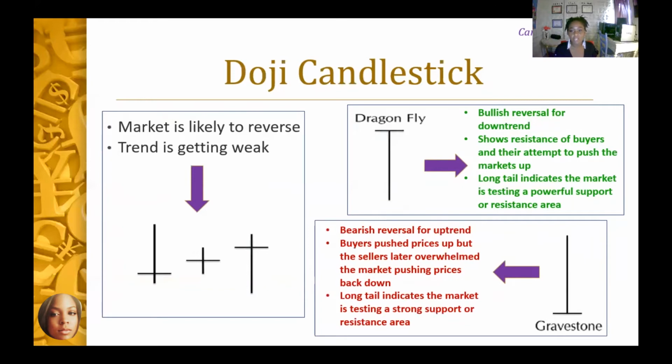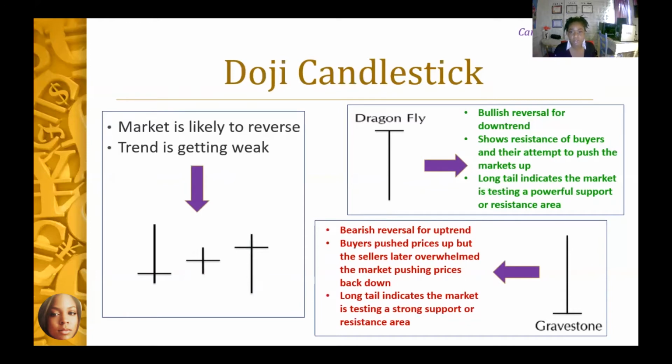All right, the dragonfly doji is a bullish reversal. Again, remember we talked about those long tails and what those long tails are telling us? The dragonfly doji, long tail at the bottom, is a bullish. It's telling us that the buyers are attempting to push the market up. All right, price came down and the buyers pushed it all the way back up. So that's giving us a really powerful indication that the buyers are in control here.